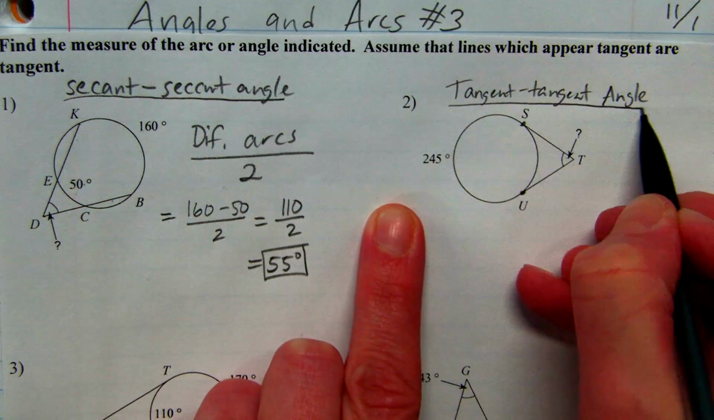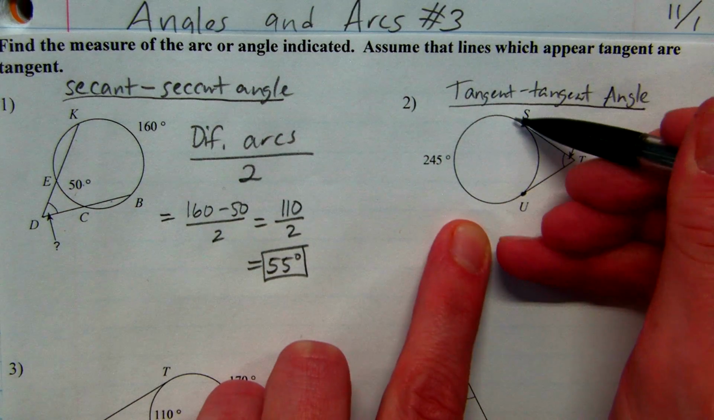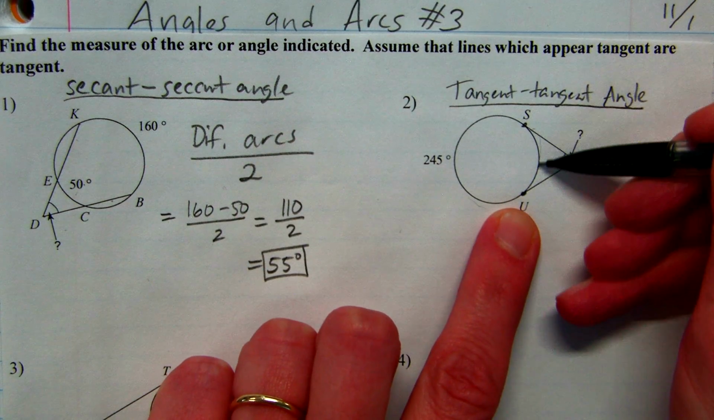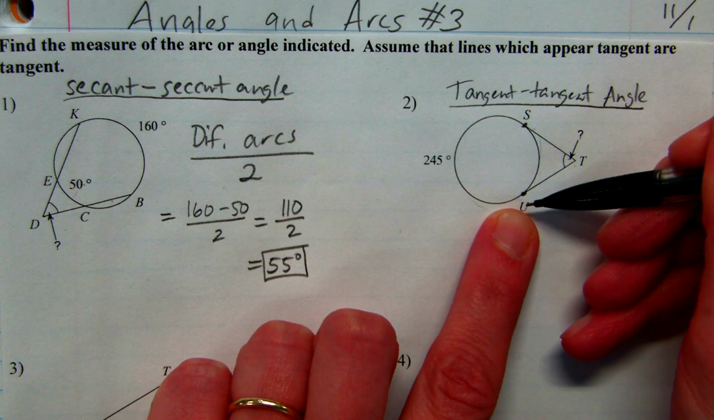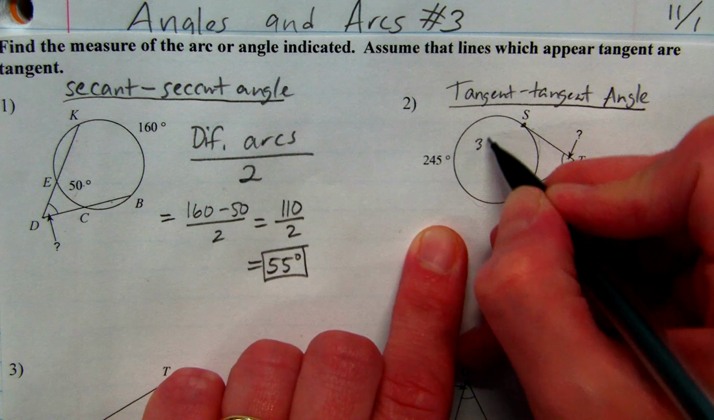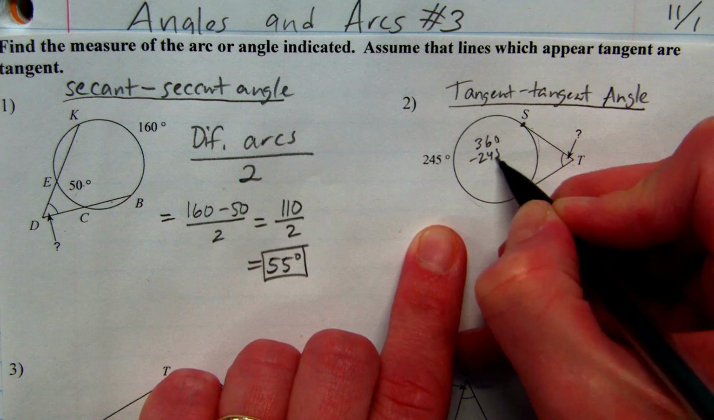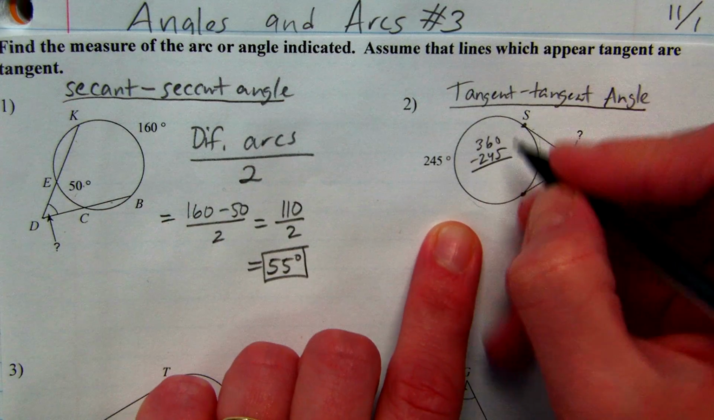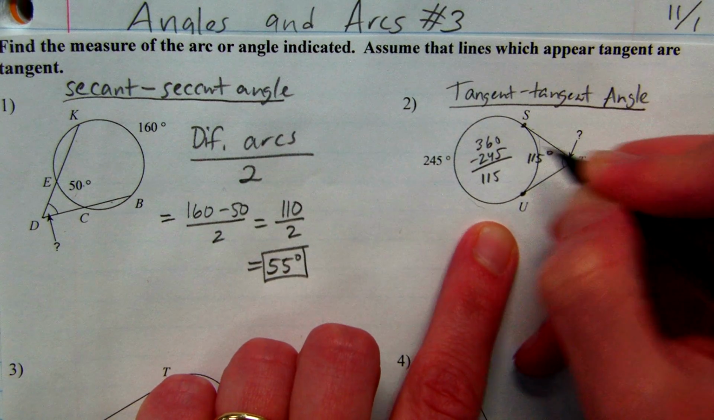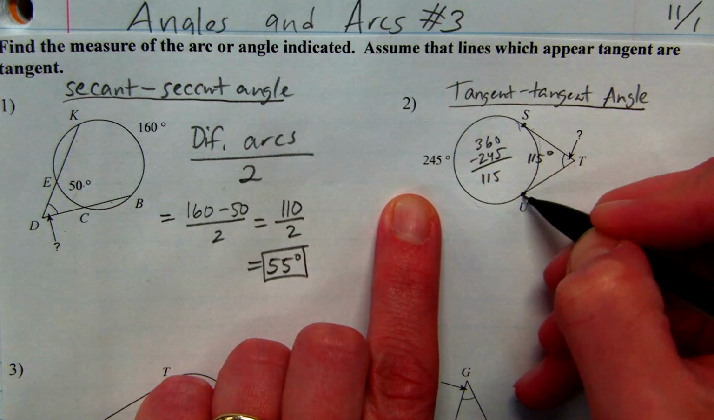And so they gave us the big arc as 245. How could we find the smaller arc? Not divide by 2. That's the kind of angle. We subtract it from 360. Okay, so if I take 360 minus 245, remember the whole circle is 360, we end up with 115. So this arc over here is 115. So if they don't give you that information, remember the full circle is 360.